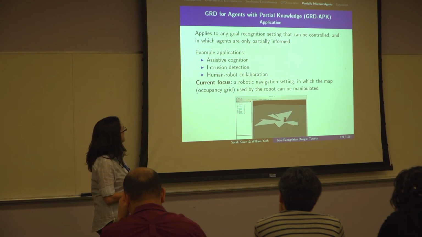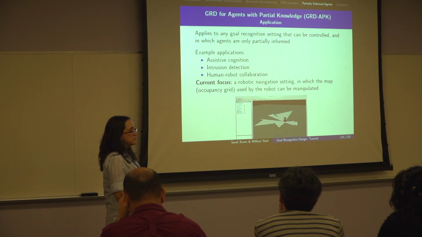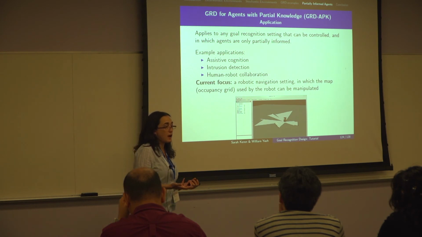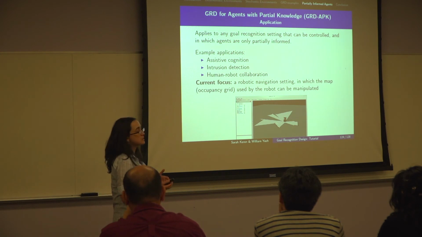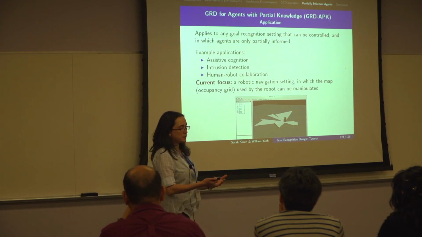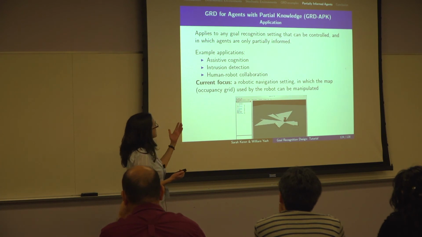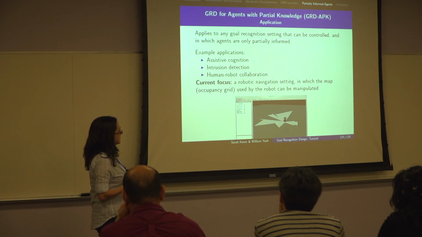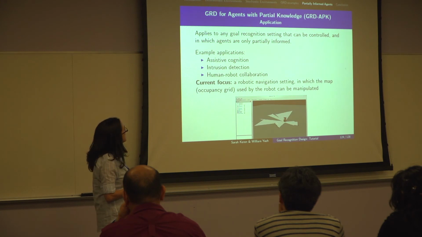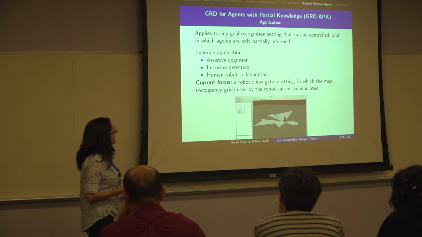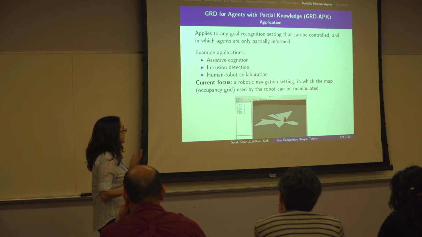In terms of applications, as I said, there are many applications where goal recognition is relevant, and design can actually be applied. So, for example, assistive cognition, where agents maybe need assistance from a robot, and there is a way to actually design the environment in order to support this type of collaboration. Intrusion detection, the same example that I showed you before, but now we can no longer assume that agents are perfectly informed. There is collaboration in general, human, factory lines, etc.